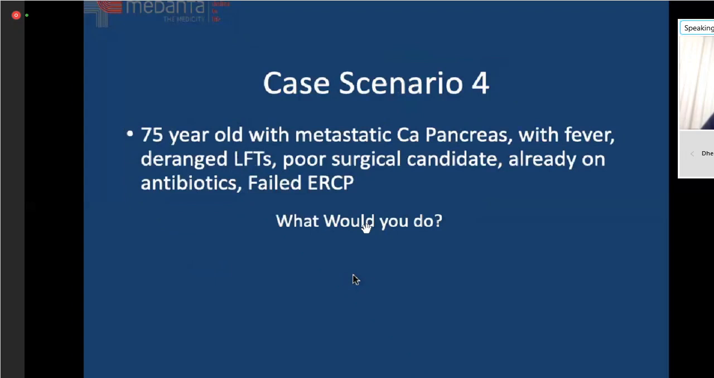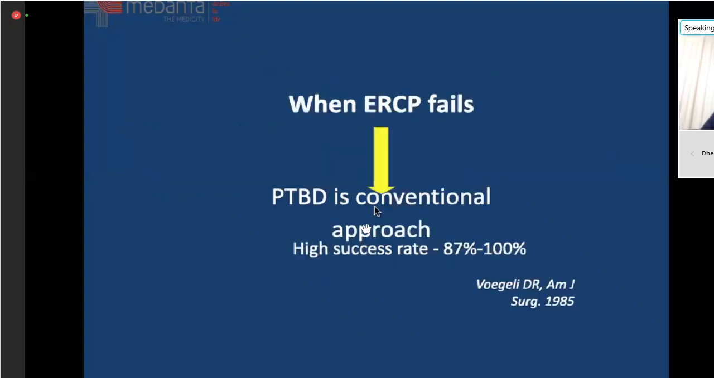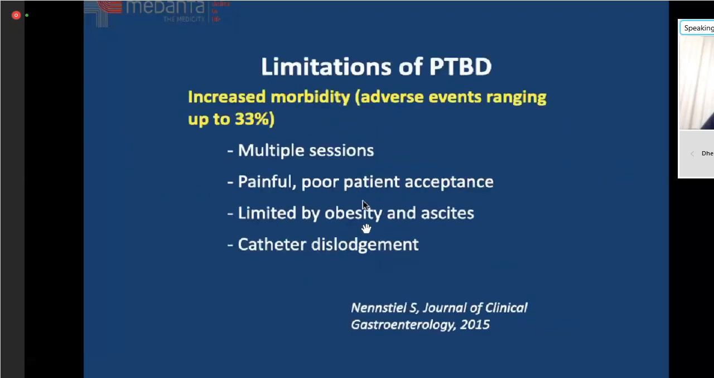So look at an example: a 75-year-old patient who has a metastatic cancer, fever with a deranged LFT, poor surgical candidate, already on antibiotics, failed ERCP. What should you do? You have an option of EUS drainage or PTBD. You know that PTBD is the conventional approach with a very high success rate. But PTBD has limitations: multiple sessions, painful, poor patient acceptance, limited by obesity and ascites, and many of the time, the patient has a catheter dislodgement.